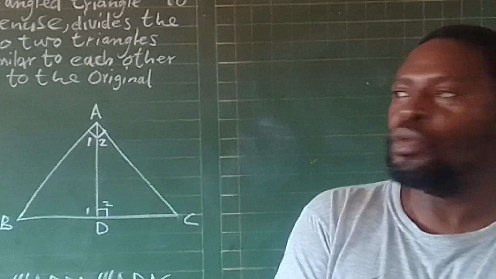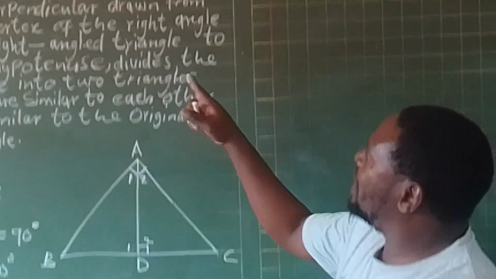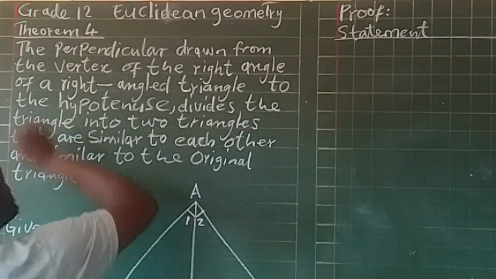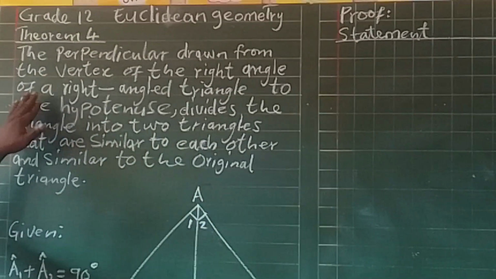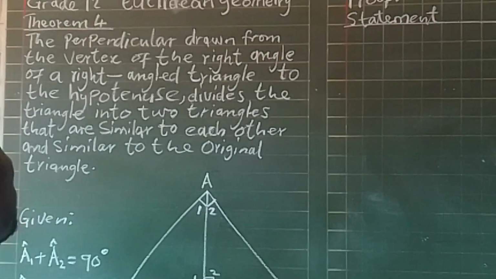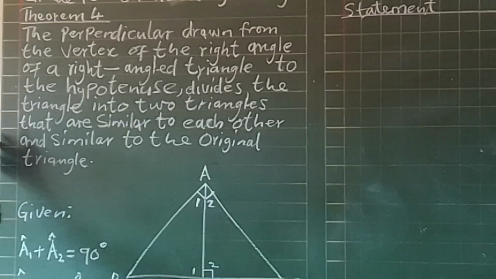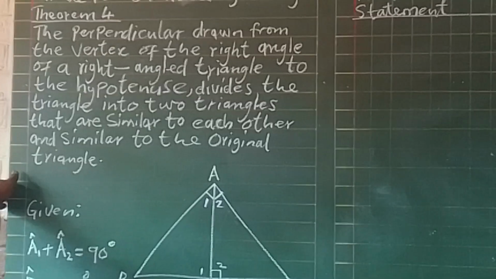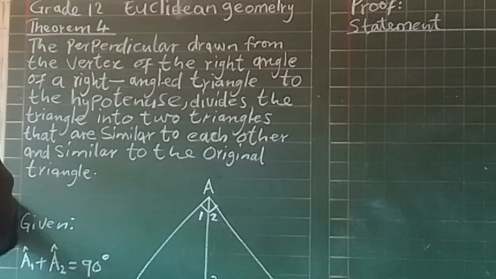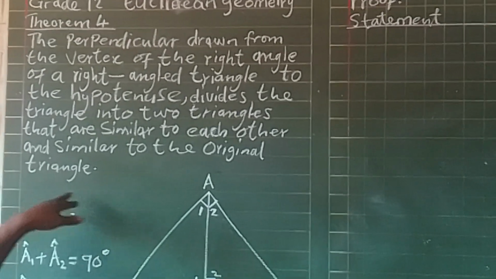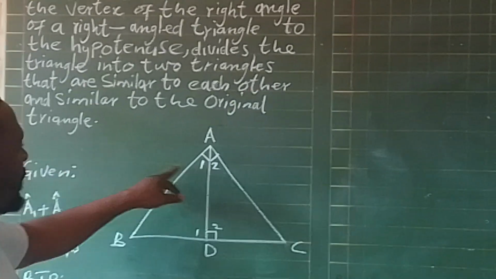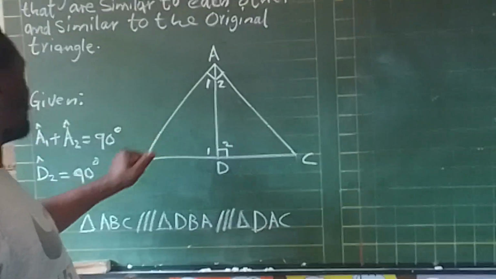Today we are going to do grade 12, theorem number 4, Euclidean Geometry. Theorem number 4 goes like: the perpendicular drawn from the vertex of the right angle of a right-angled triangle to the hypotenuse divides the triangle into two triangles that are similar to each other and similar to the original triangle. This is the triangle that we are given.